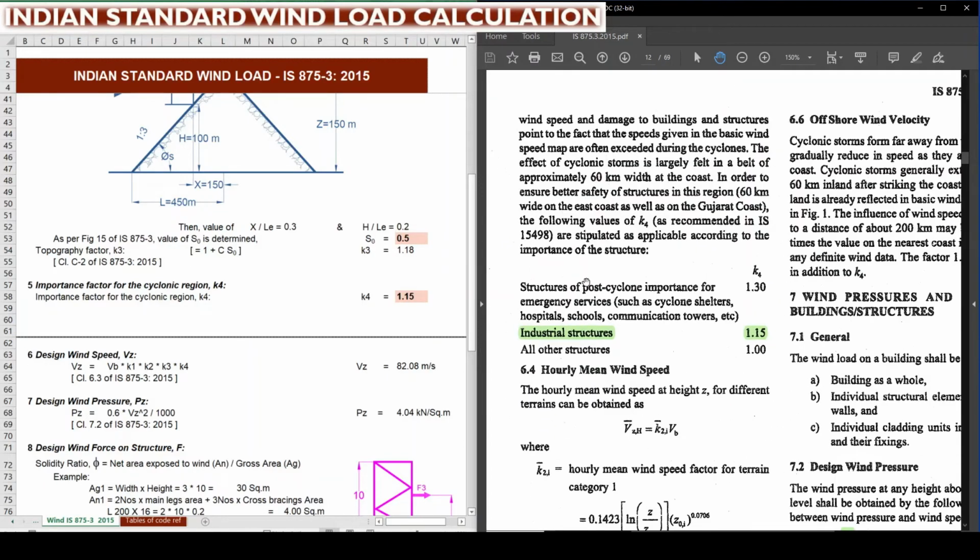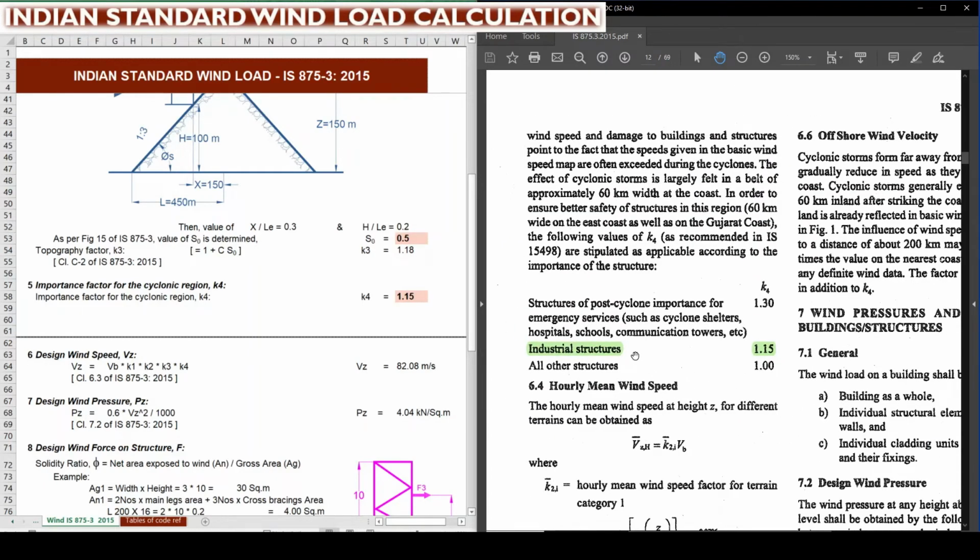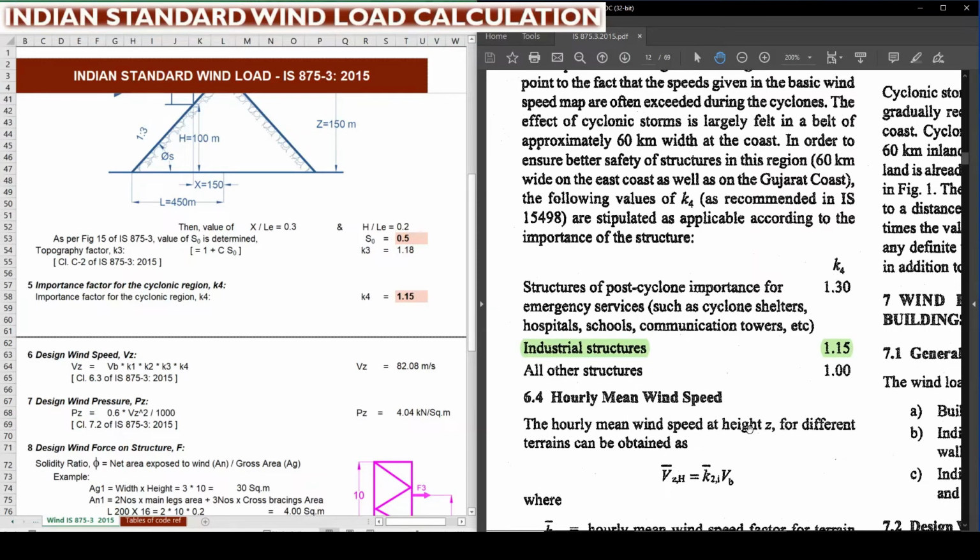So in this simple form, the K4 factors are given. The first category is structures of post-cyclonic importance for emergency services such as cyclonic shelters, hospitals, schools, communication towers. We need to consider the factor of K4 as 1.3. For industrial structures, it is 1.15. All other structures, it is 1. So we can consider here industrial structures, and the factor for K4 is 1.15 here.